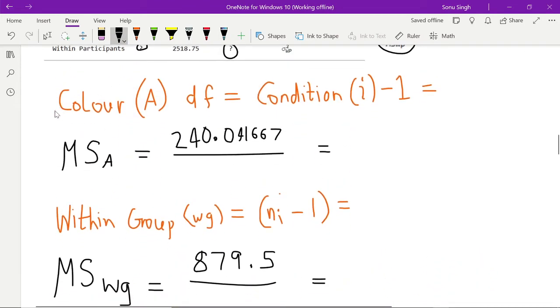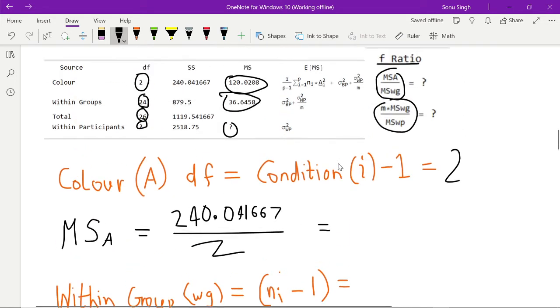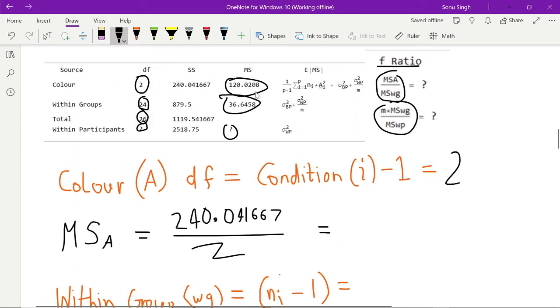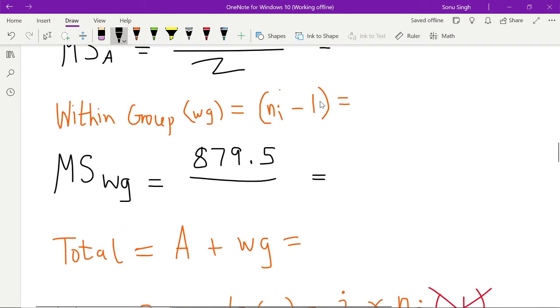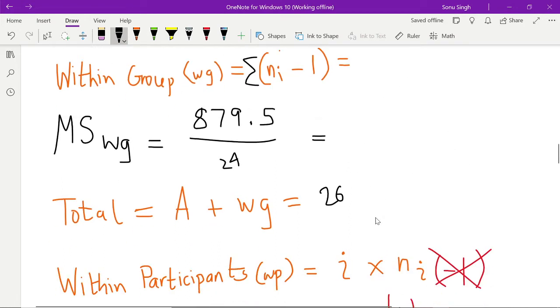So obviously here are the formula. So the color A condition minus 1, so that was 2. We take the 2, we divide, we get 120. You would do it to the 4 decimal places, as you've seen consistently, because that's what the question asks for. So round up. And then same thing for SWG. We established that it was 24, as it was actually the sum of ni minus 1. So we had 24 here, we added the 2, we got 26.